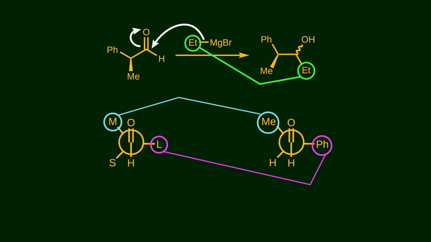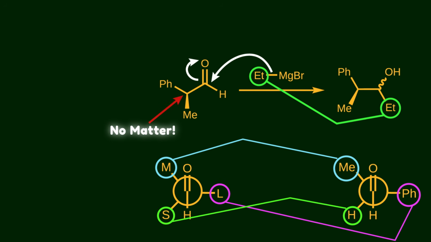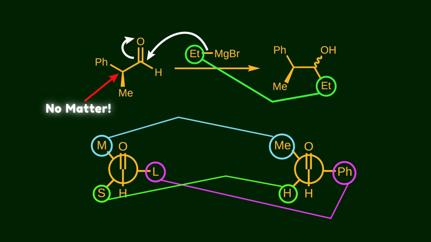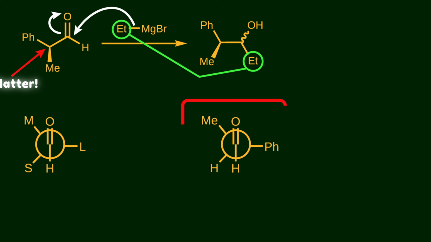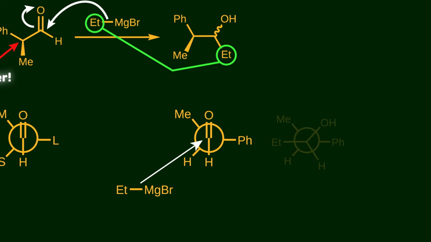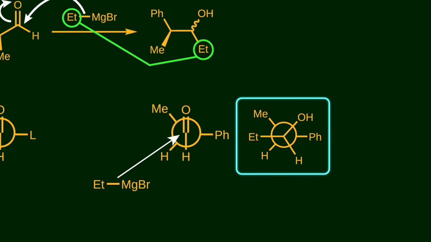Methyl is a medium-sized, and hydrogen is a small substituent. Notice that no matter what the stereochemistry of this carbon atom is, we go with this conformation based on the Felkin model. Next, the Grignard reagent attacks from the small side of the compound, so here is the final product with the correct stereochemistry. But this is not the end.